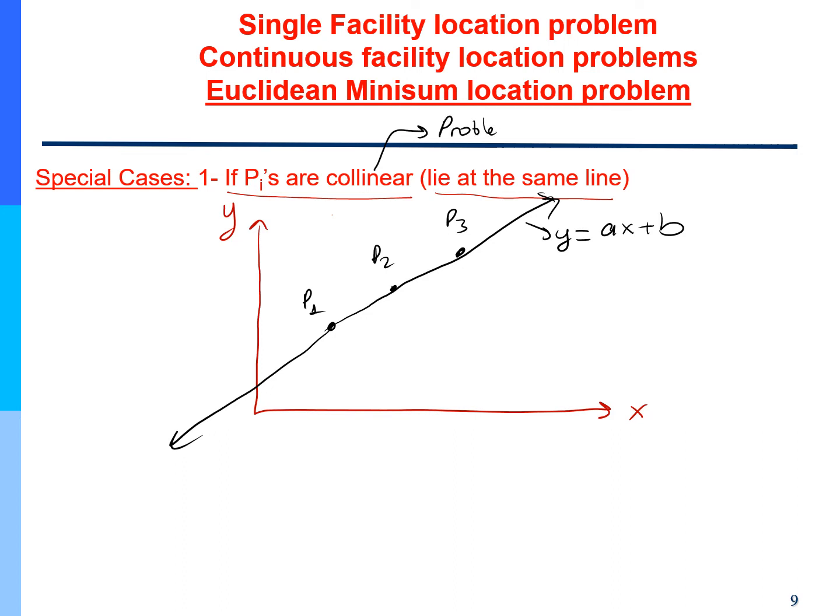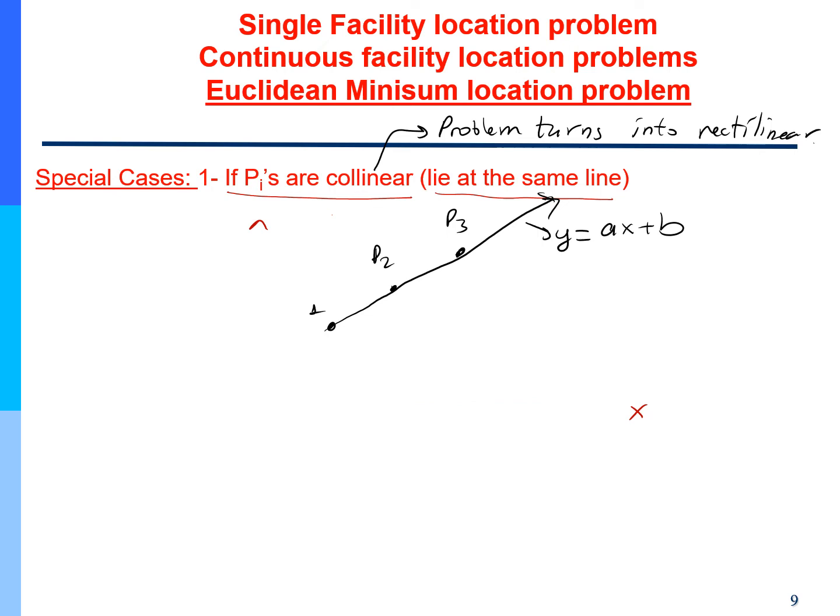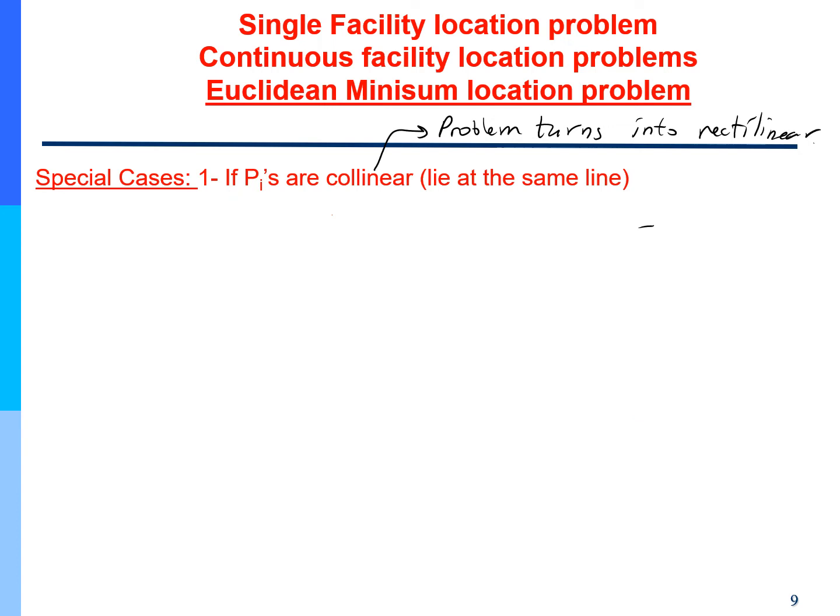If this is the case, then the problem turns into rectilinear. Okay, now it may be a little bit confusing how it turns into rectilinear or how we are going to solve it. Let me demonstrate it with a simple example.